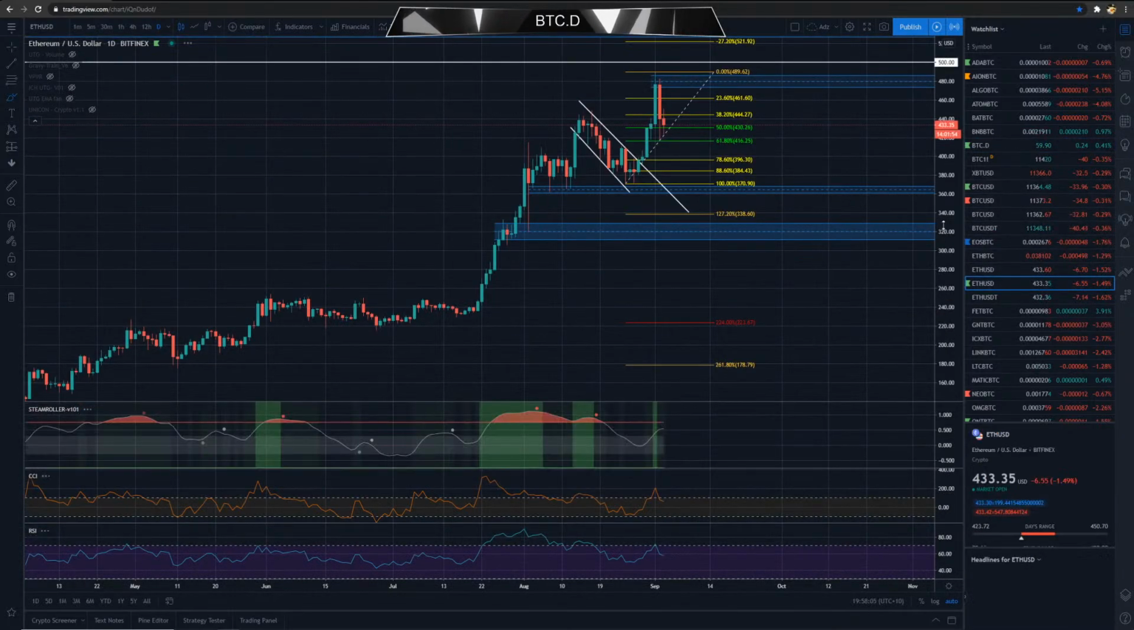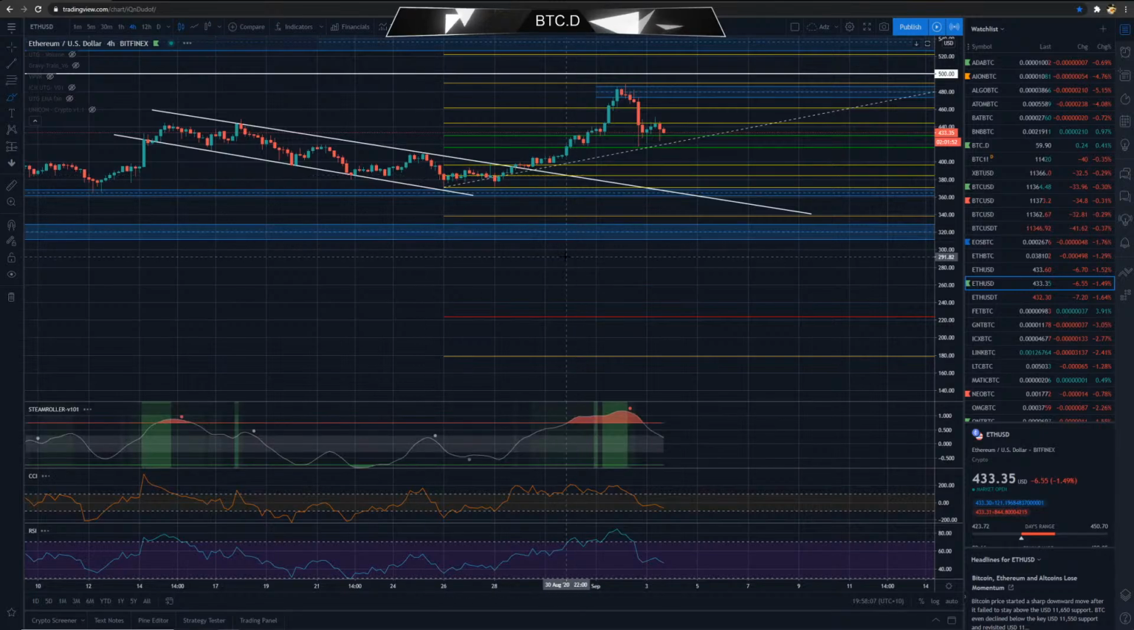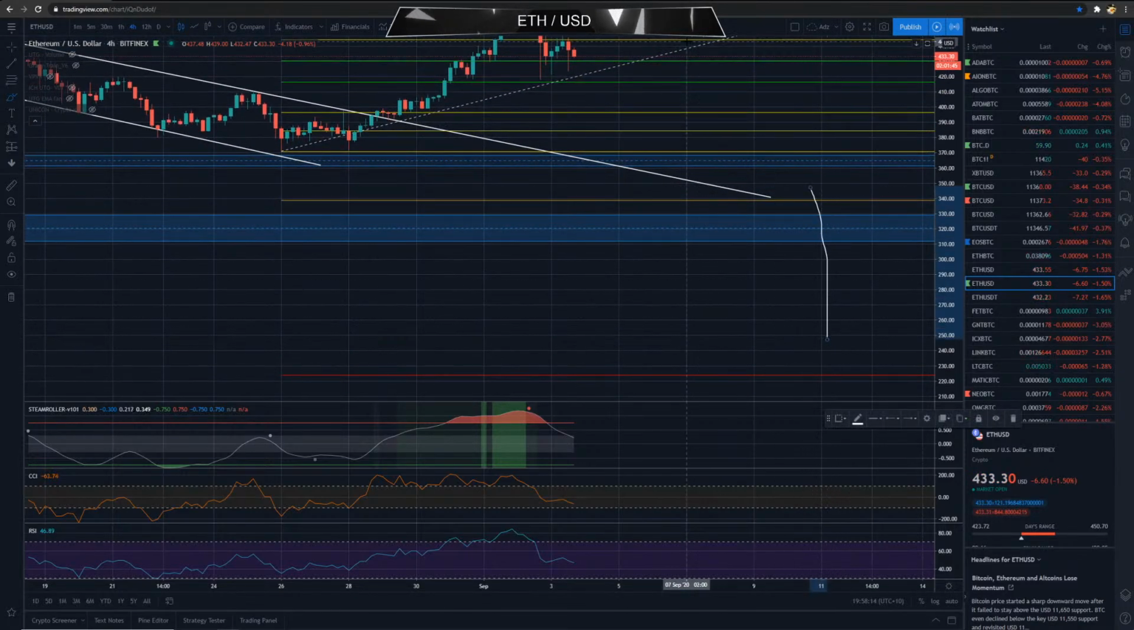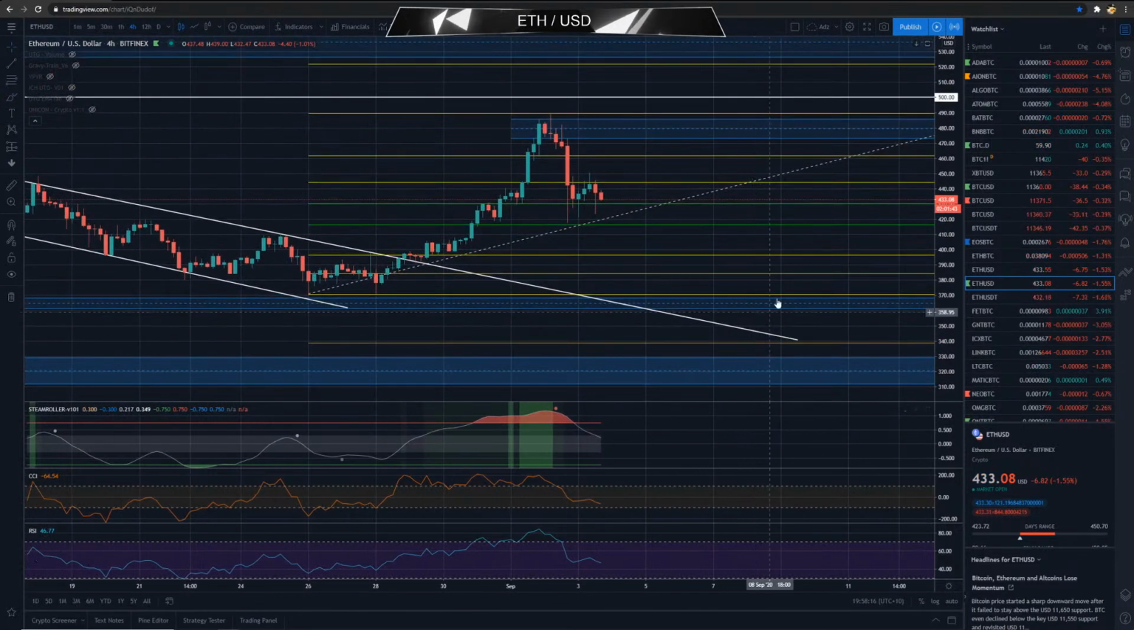FUSD is powering through this in the same sort of boat as BTC at the moment, and I will move that across. Oops, hang on. Let's move that up.